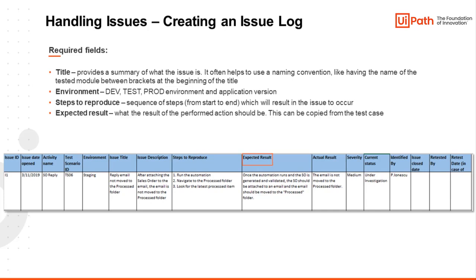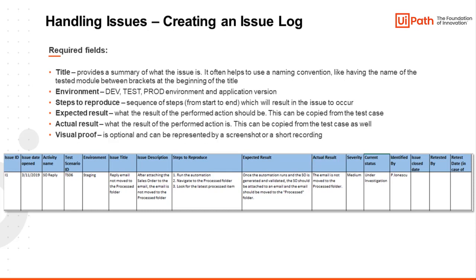Expected result. Indicating what the result of the action performed should be. This can be copied from the test case. Actual result. Indicating what the result of the performed action is. This can be copied from the test case as well. Finally, visual proof, which is optional and can be represented by a screenshot or a short recording.